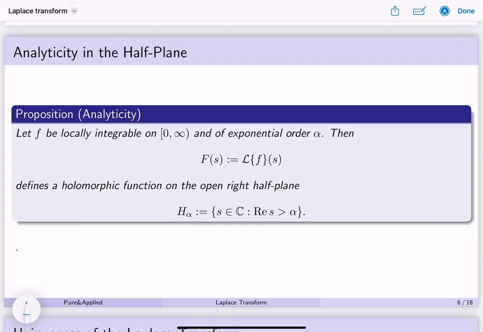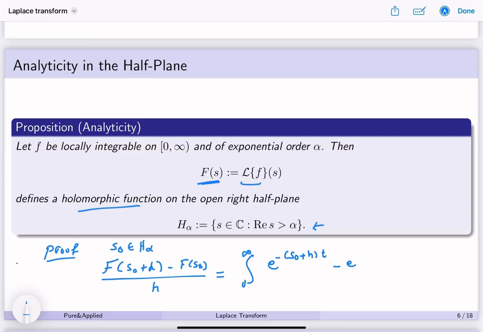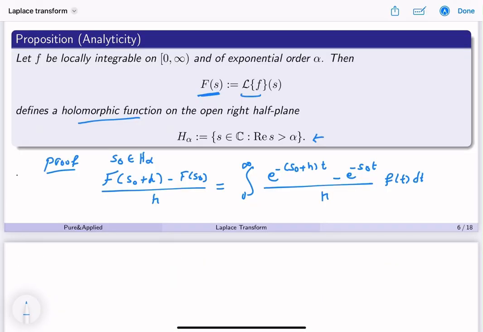If I'm gonna call the Laplace transform LF, I'm gonna give it the name F of s just for simplicity. And remember, we're proving that this function is holomorphic, it's complex differentiable on this right half plane. Okay, so here's a quick way to see that. We want to prove that the limit defining the derivative exists. Of course, let's say we fix a point s naught in the right half plane H alpha, and we look at F of s naught plus h minus F of s naught over h. This can be rewritten by linearity of the integral as the integral from 0 to infinity of e to the minus (s naught plus h) times t minus e to the minus s naught t, divided by h, times f of t dt. And from there you can see what we're heading to.